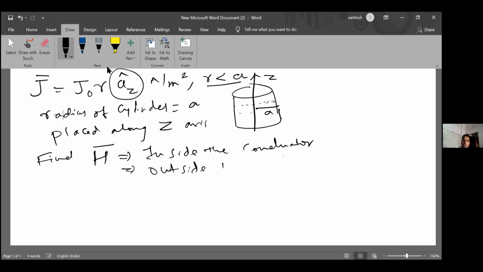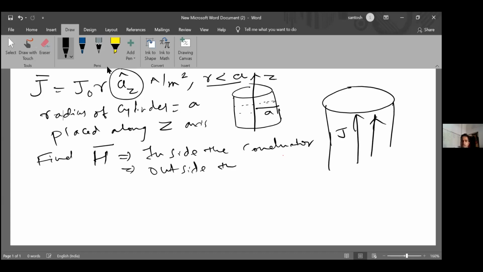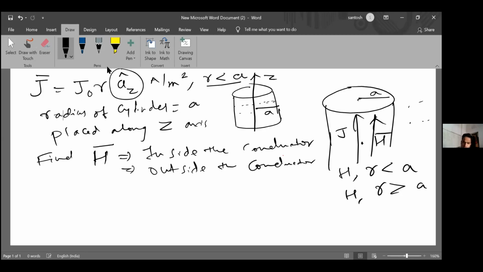Inside and outside. It's a long cylinder where the current density J bar is given inside the conductor, and we need to find H bar anywhere within the conductor, that means for r less than A, and also outside the conductor, that is for r greater than A. Because this is radius A, for any point in between and any point outside the conductor, we need to find H. So these two H we need to find.